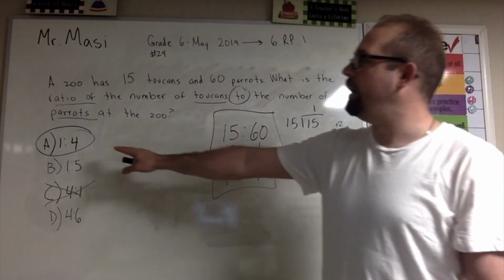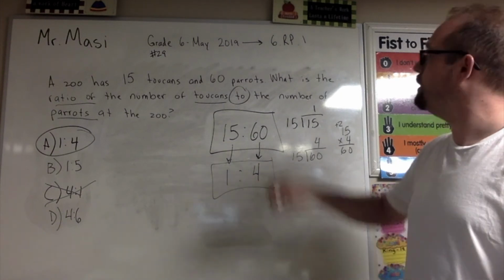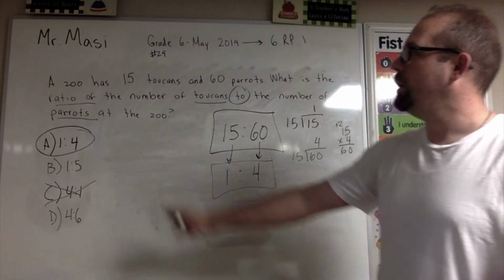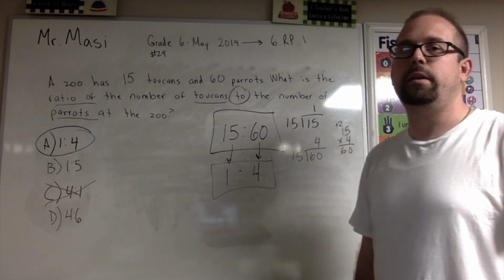So I know that for question 29, grade 6, May 2019, ratio and proportion, power standard, the first one, I know my answer has to be A because we just proved it to be correct.